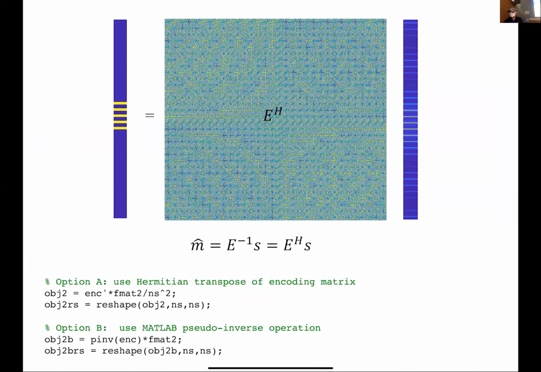So let's see. This is what it looks like with the square. In the square case, life is easy, and you can just say M hat is equal to, you could take the inverse if you want to, but that's computationally inefficient. It's much easier to just take the complex transpose. And that's exactly what's done in the code that you'll see in that homework.